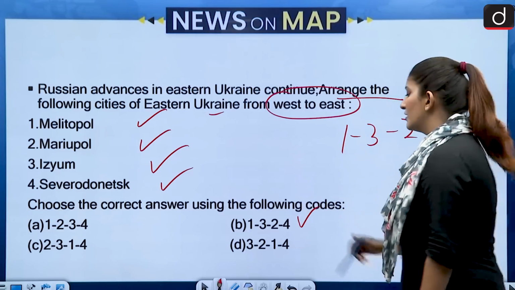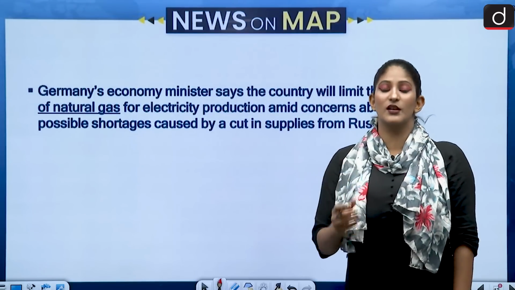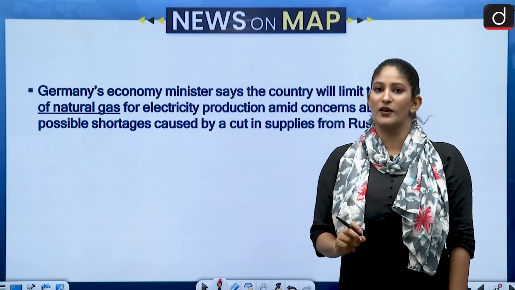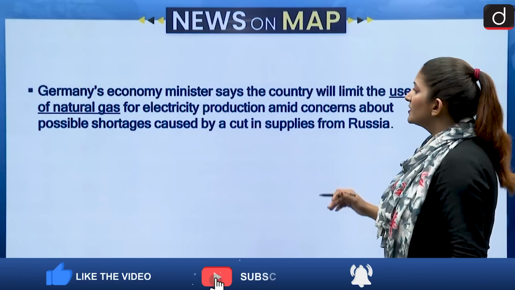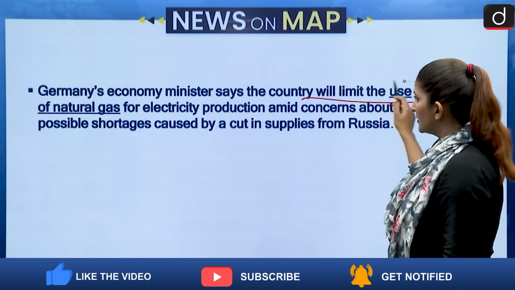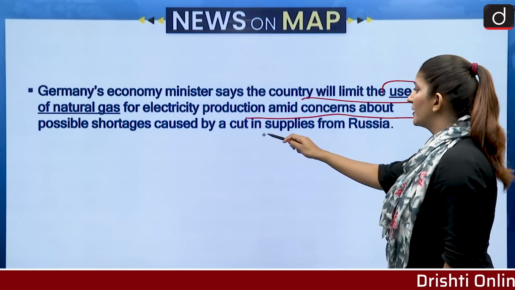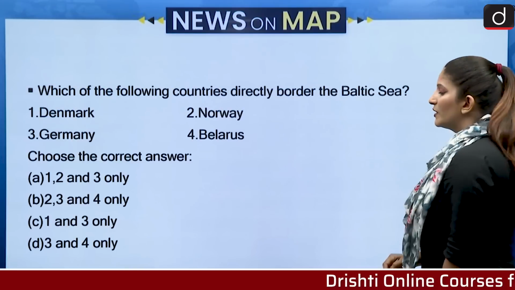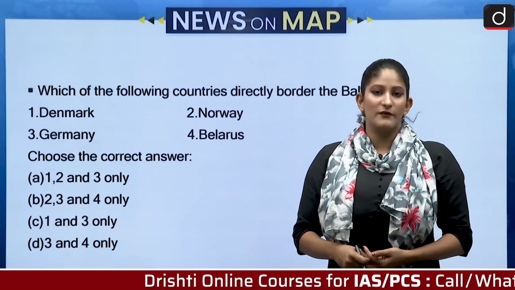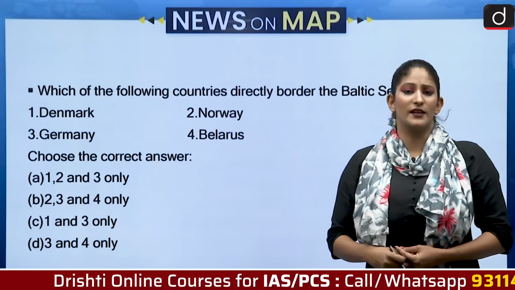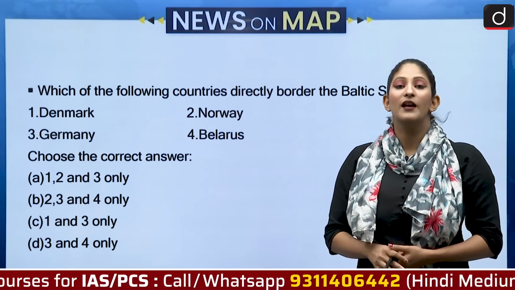Alright, these kinds of questions could come because the eastern cities are the main region where Russian advances are huge. So they can ask you a question about important cities because these cities have been in the news for quite a long period of time. Germany's economy minister says the country will limit the use of natural gas for energy production amidst concern about possible shortages caused by the cut in supplies from Russia, because they want to weaken Russia. Energy is one of the sources from which Russia earns a lot and then finances its weaponry, soldiers and war basically. So they want to weaken Russia economically so that the war ceases earlier.